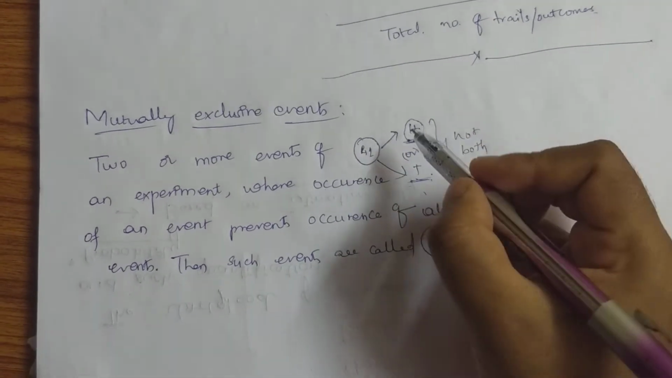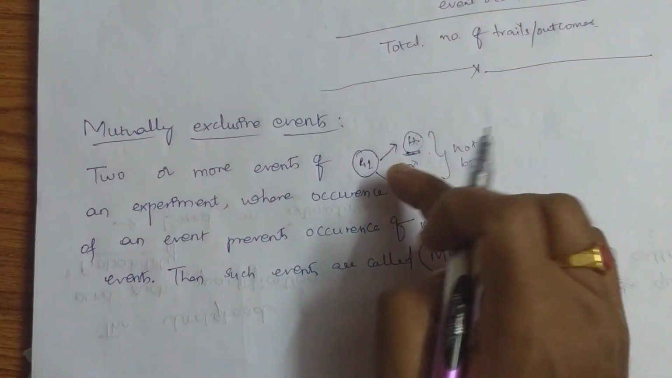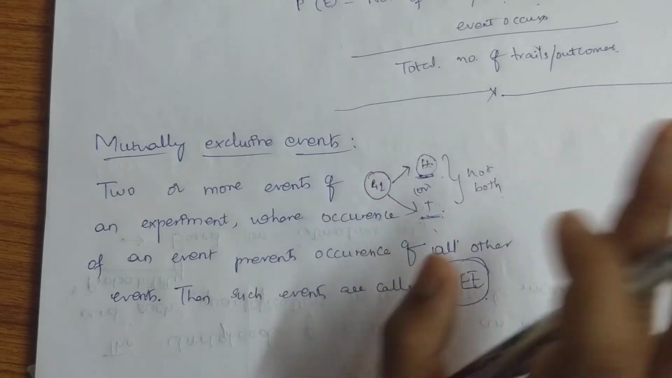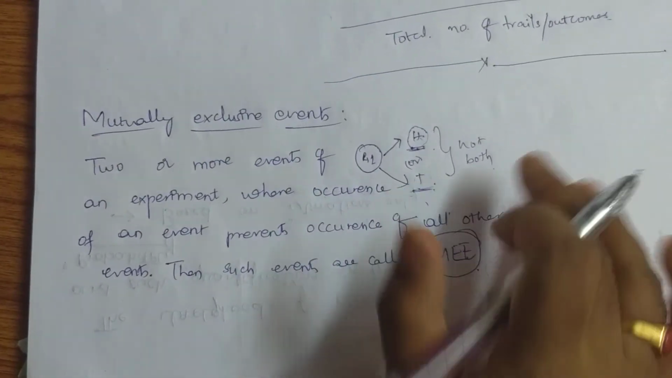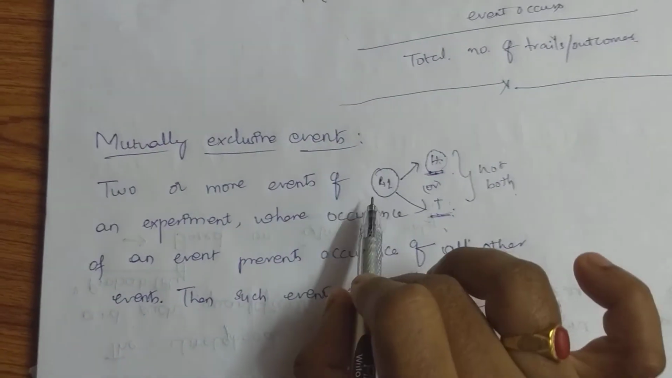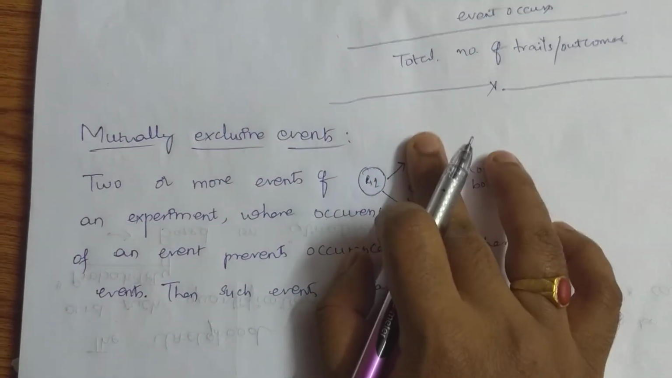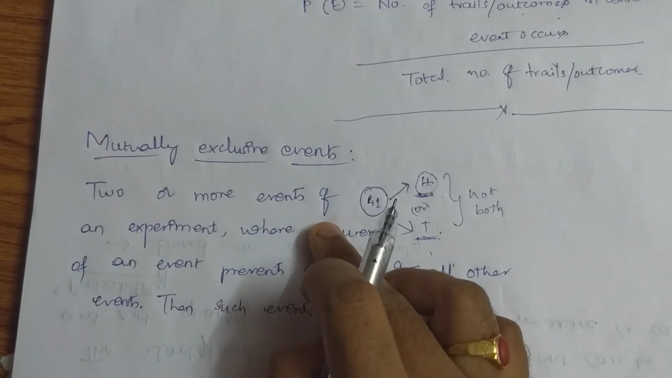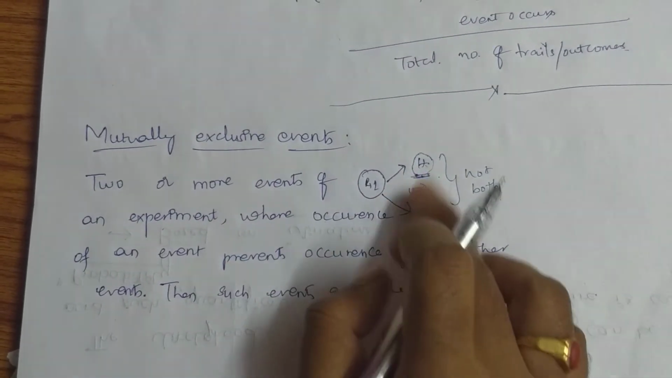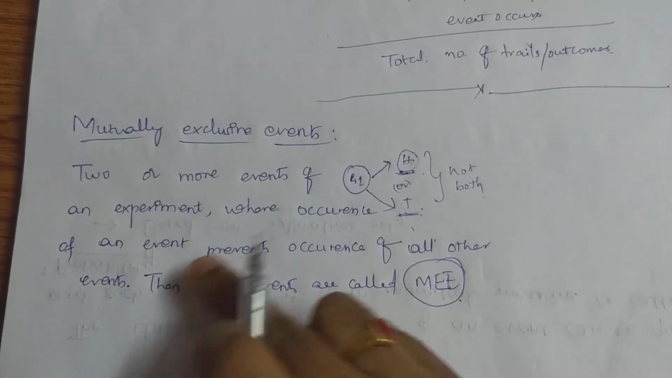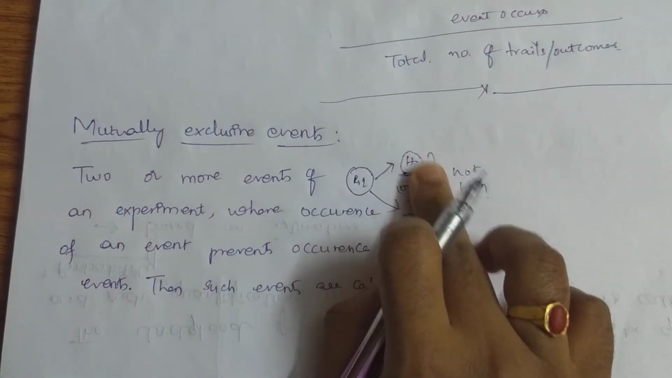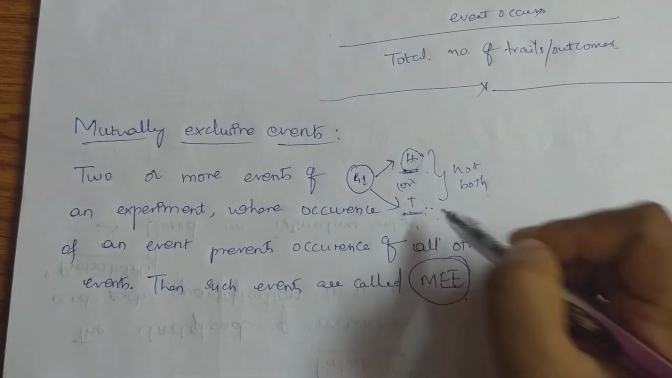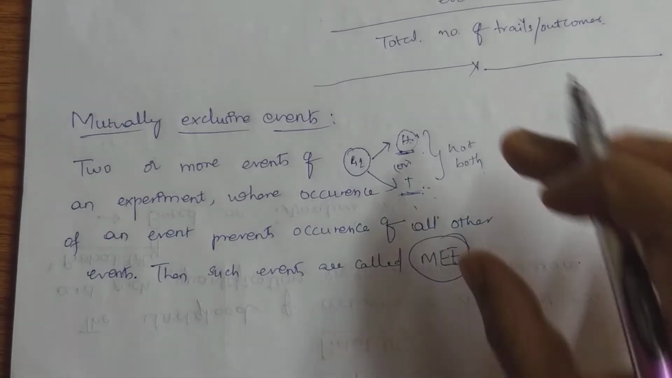To make the concept clear, I'm explaining each and every concept with the help of coin toss only, if it's applicable, or else I'll move on to the next example. In this example, when you toss a coin, you'll get either heads or tails but not both. It means two or more events of an experiment, here two events, where the occurrence of an event prevents the occurrence of all other events. Then these are called mutually exclusive events. So this is the concept.